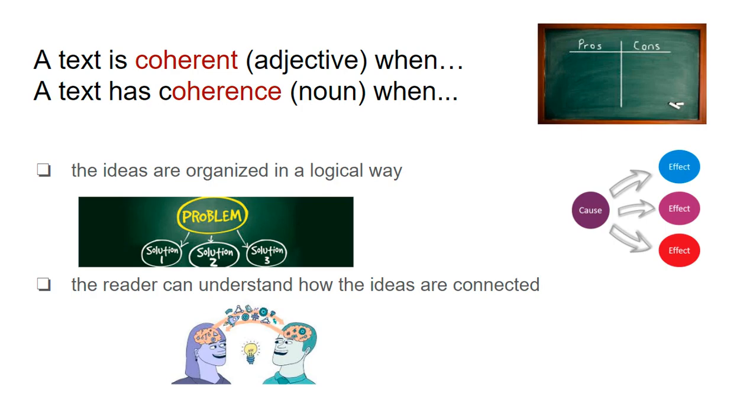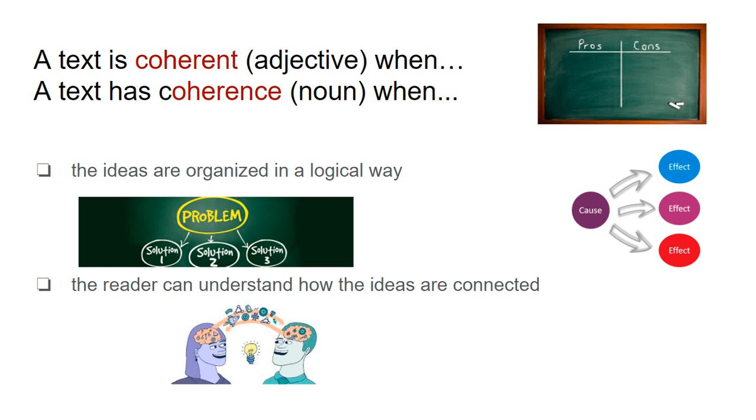What is coherence? We say a text is coherent. That's an adjective. It describes the text. A text is coherent, or a text has coherence. That's the noun. When, firstly, the ideas are organized in a logical way.